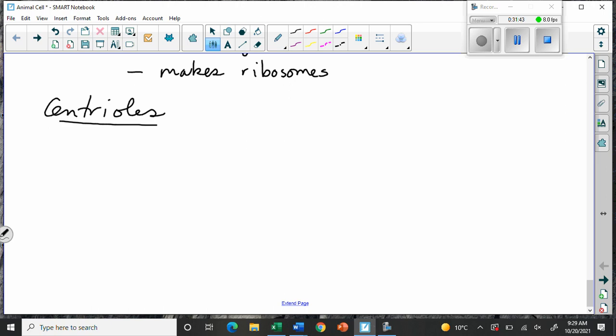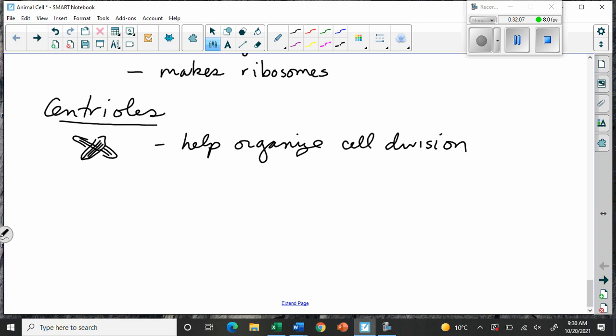The centrioles are, remember, that little structure that looks like a little cross when they sit together. They're fibrous, weird-looking things in the microscope. The centrioles help organize cell division. In other words, at some point, a cell has to grow and split into 2.